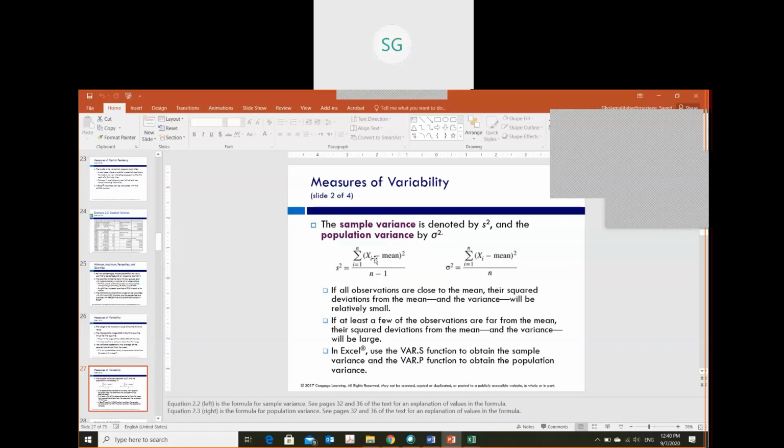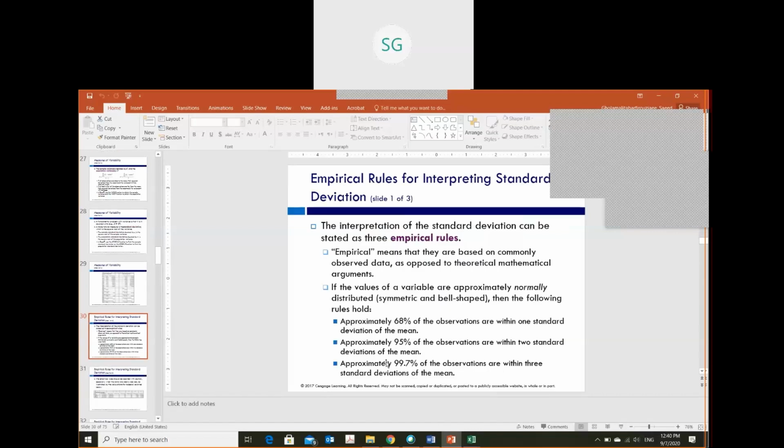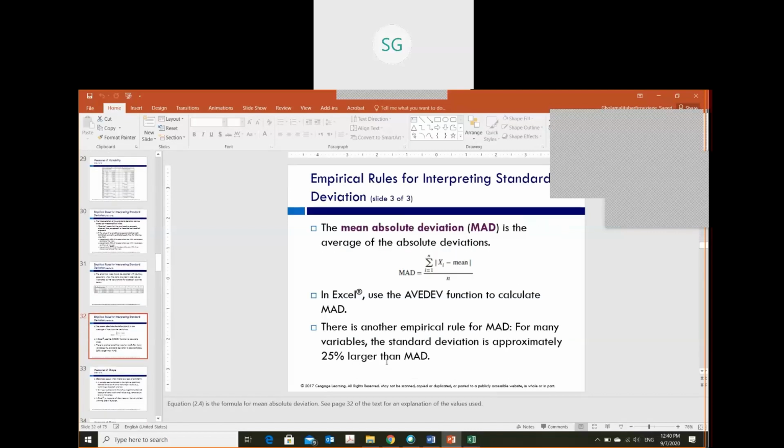This formula is used to calculate sigma squared, the variance for the sample, and this one is for the population. And we can also use VAR.S for sample, VAR.P for variance of the population. A standard deviation is the square root of the variance, and I'm going to go to the skewness.